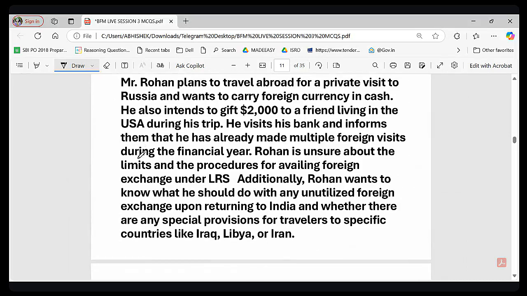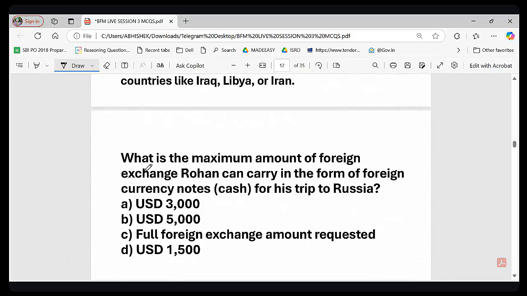So the question is, what is the maximum amount of foreign exchange Rohan can carry in the form of foreign currency note for his trip to Russia? Options are 3,000 US dollar, 5,000 US dollar, full foreign exchange amount requested, 1,500 US dollar. Take a moment and type your answer in the chat.